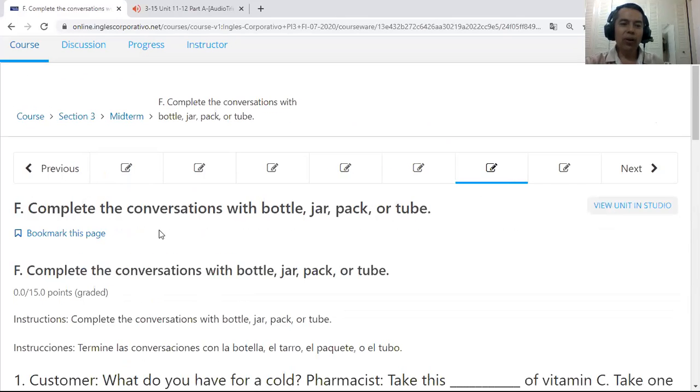And two more. Complete the conversation with bowl or jar, pack or tube. Estos son los containers, right? Botella, jarra, paquete y este es tubo. Así como la pasta de dientes, ¿verdad? Ok.